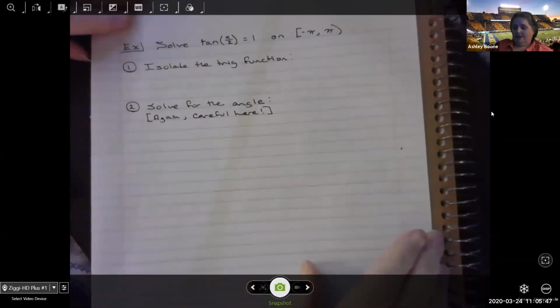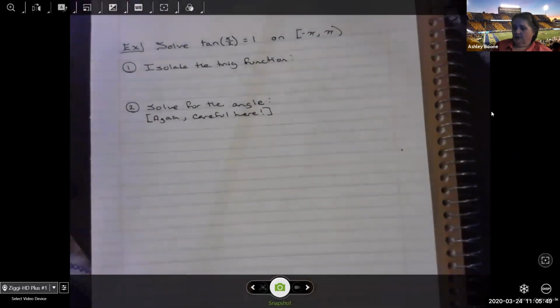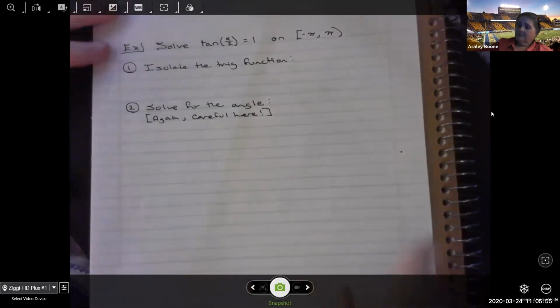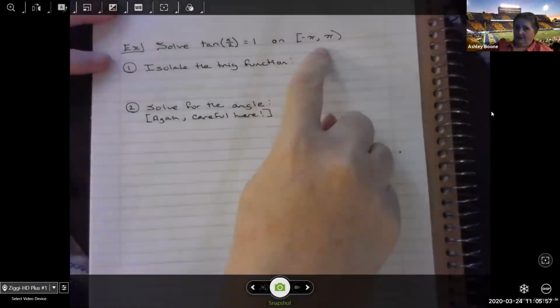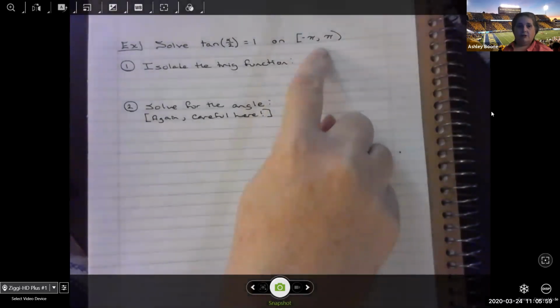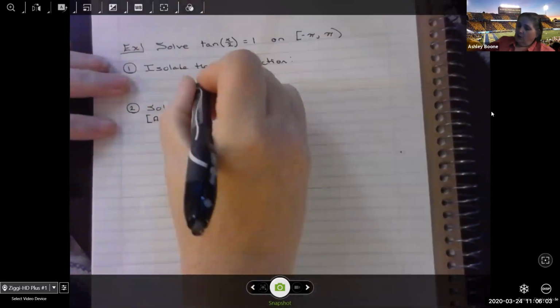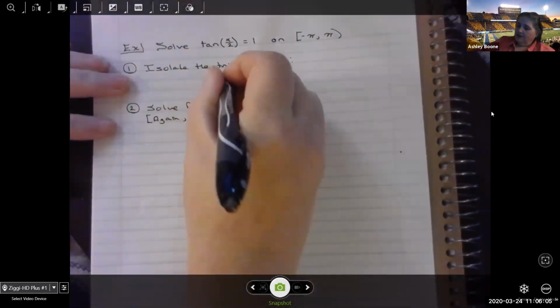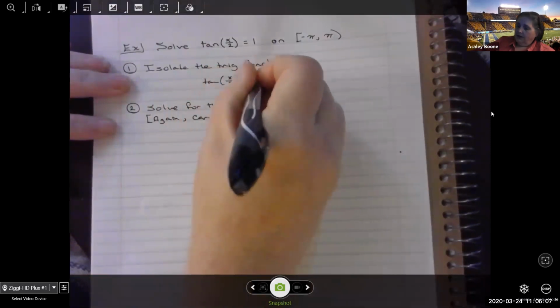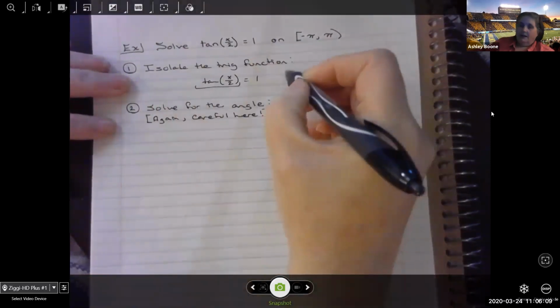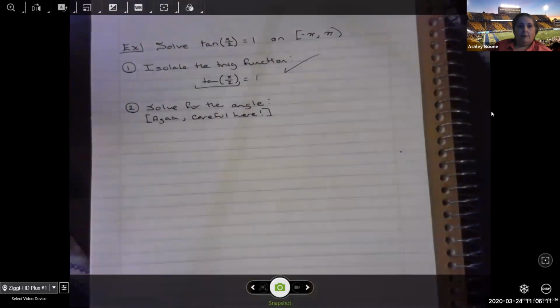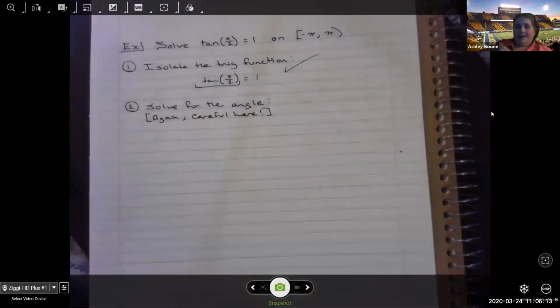Solve tangent of x over 2 equals 1 on the interval negative pi to pi. Now, when you look at the given interval, you don't want your general solutions when you have a given interval. Isolate the trig function. We already have the tangent of x over 2 is equal to 1. It's isolated. We're done. We didn't have to do any work for that one. And just like the last one, we have to be careful.